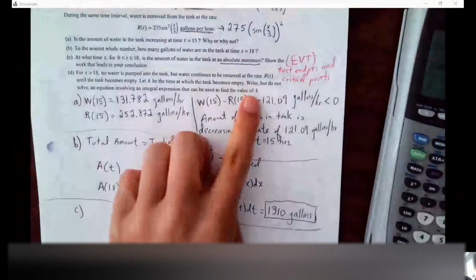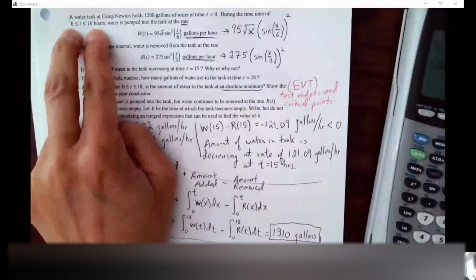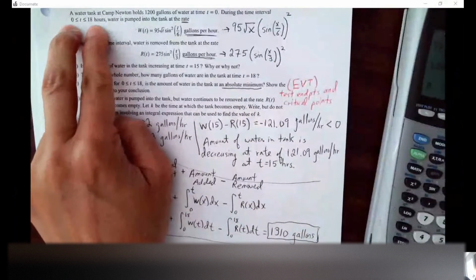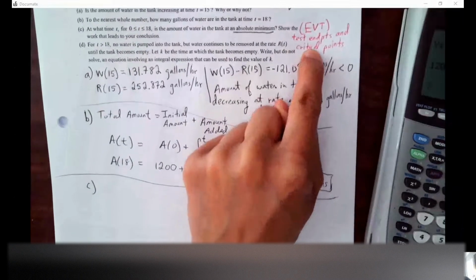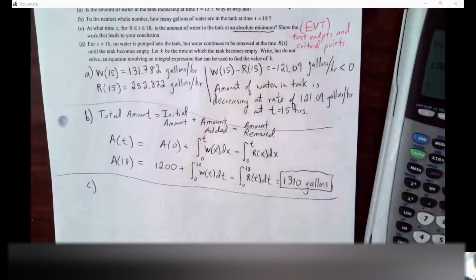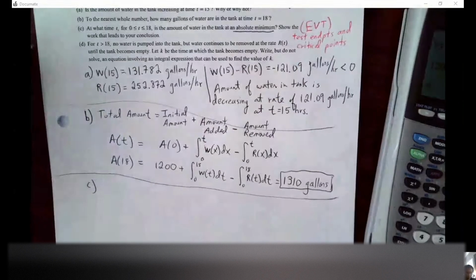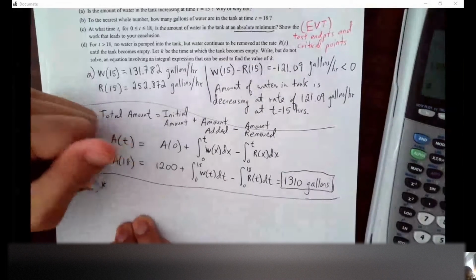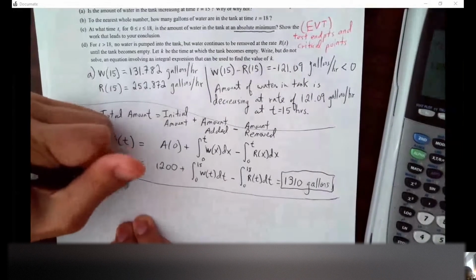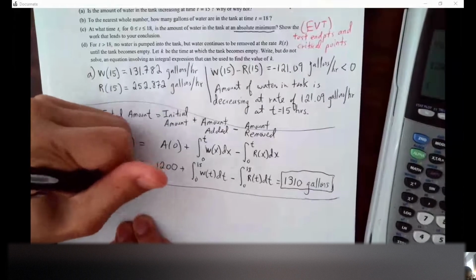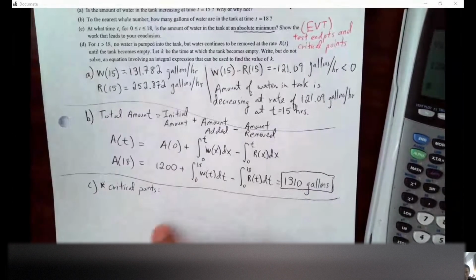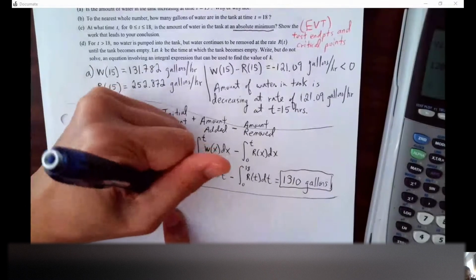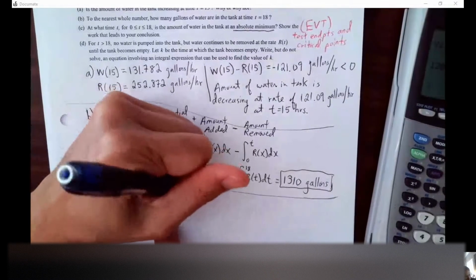So we know what the endpoints are, right? Endpoints are just going to be 0 and 18, the amount of water at those time periods. But we also need to find critical points, and critical points come from the derivative. So we're going to spend our time looking for those critical points. Critical points are found by setting A prime equal to 0.